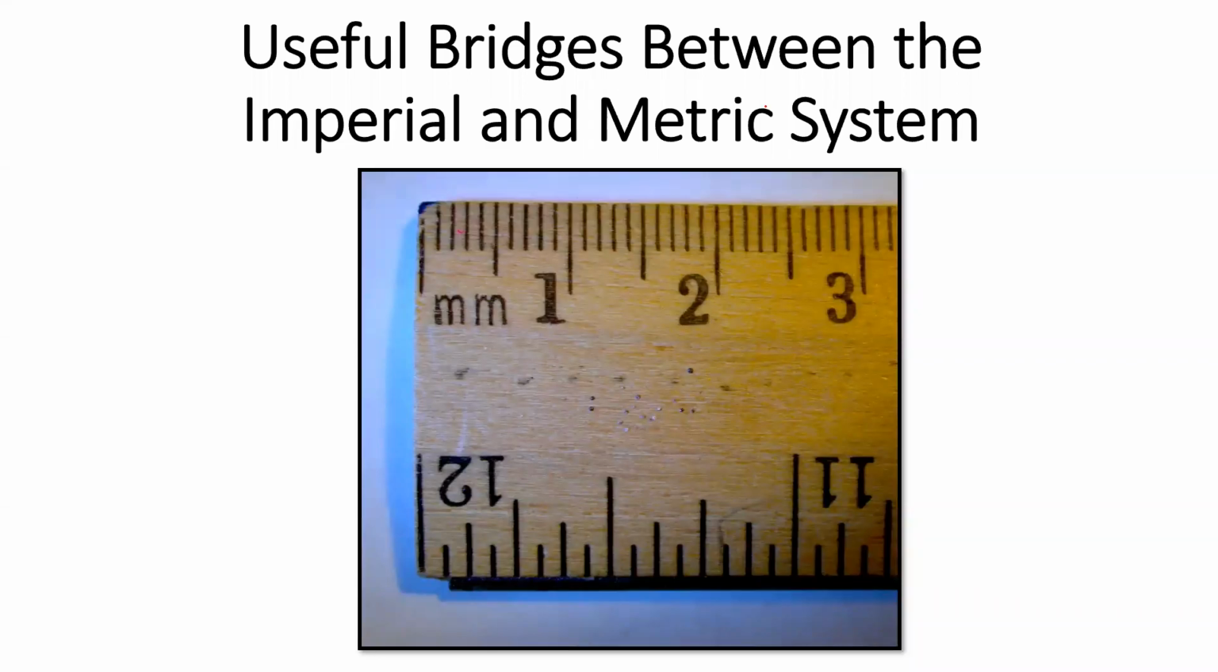Hi, students. So in this video, we're going to talk about some useful, what I call bridges. They're basically equivalent conversion factors that allow us to switch between the metric system and the imperial system, our system.